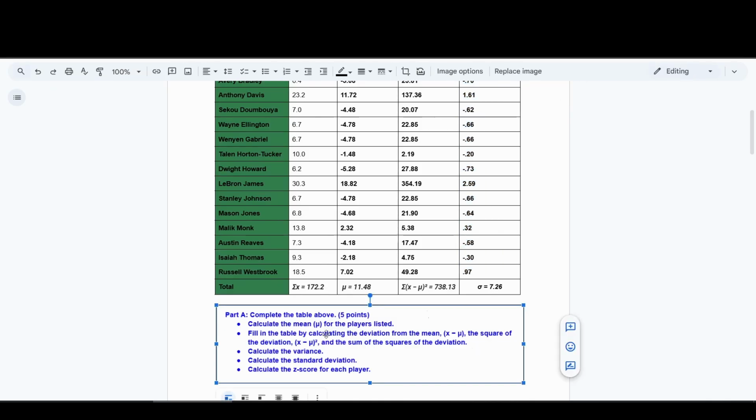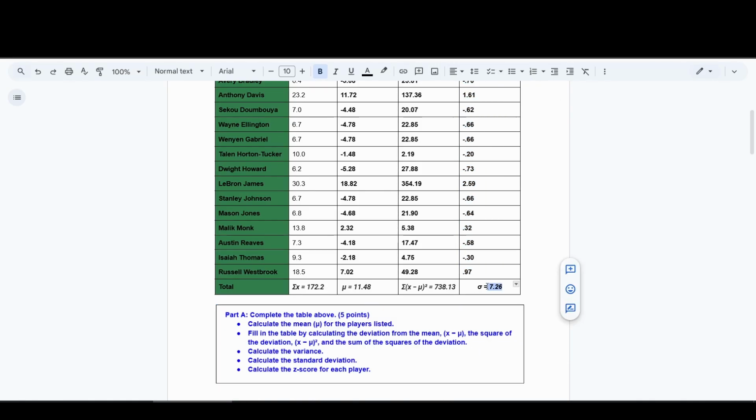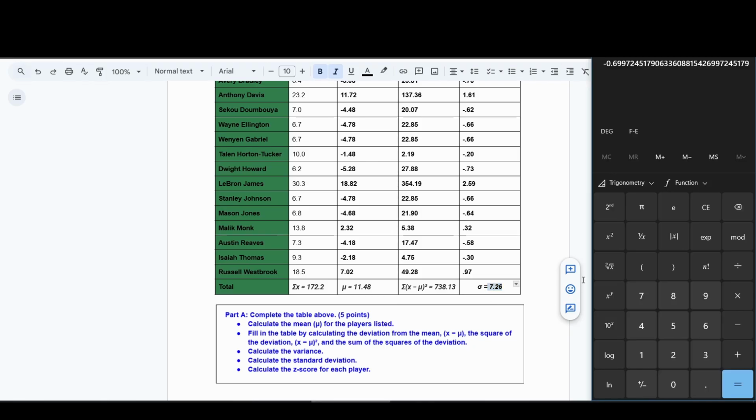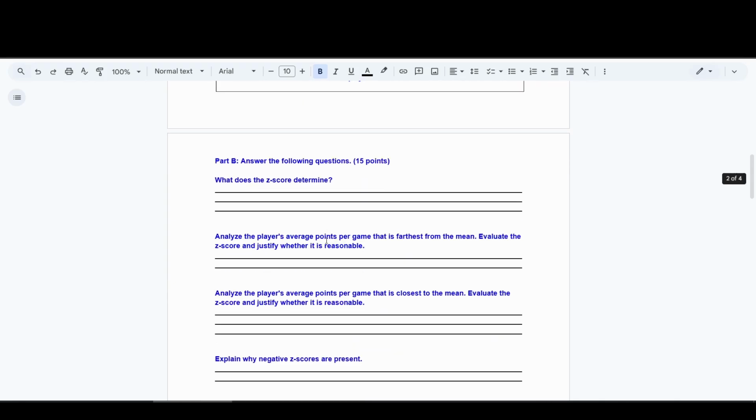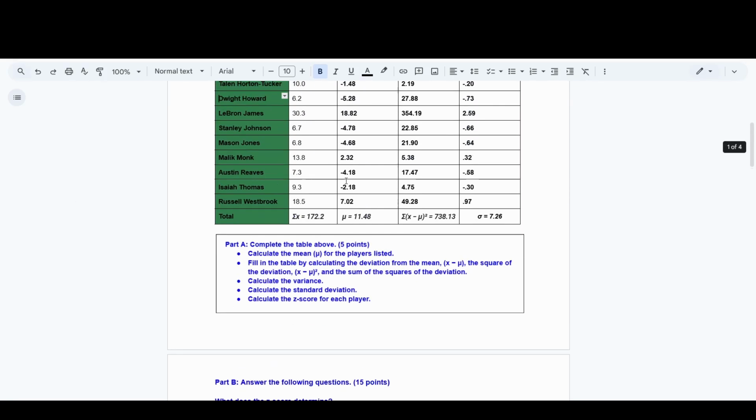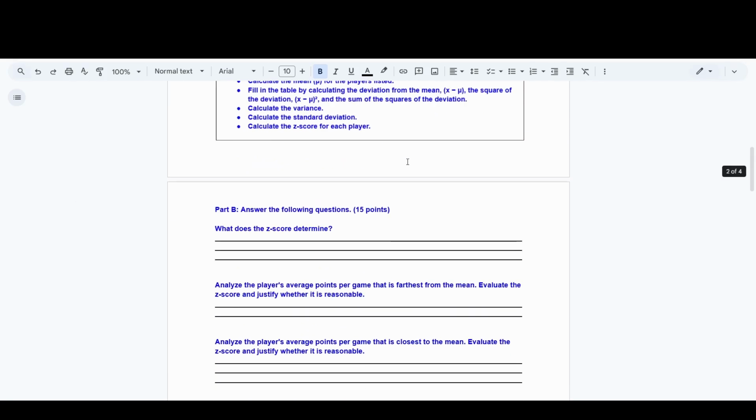Again, we're going to skip the variance. If you want the variance, you just square this number. I'll show you how to do it. So 7.26 and square that. You get about 52.7, but we're not going to use that. You can skip that.